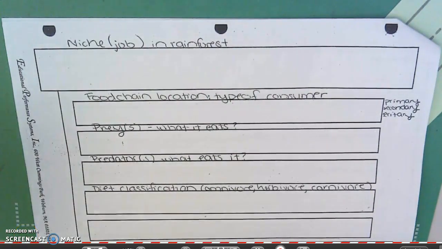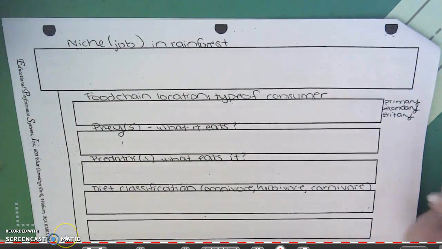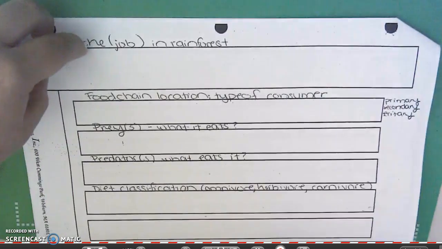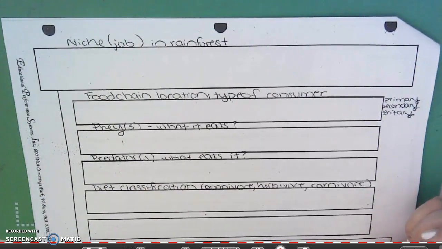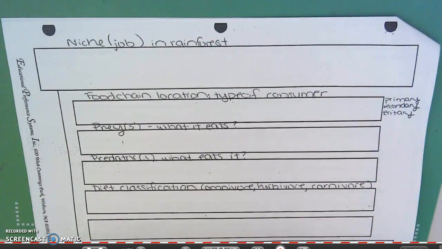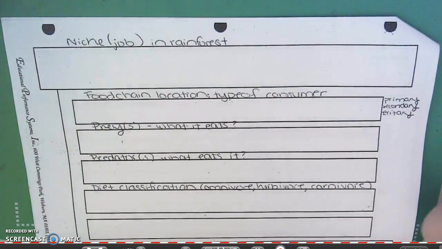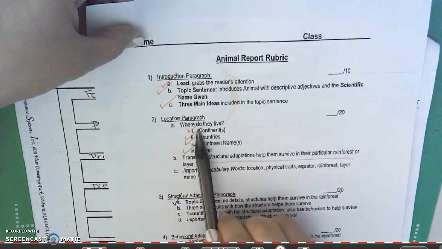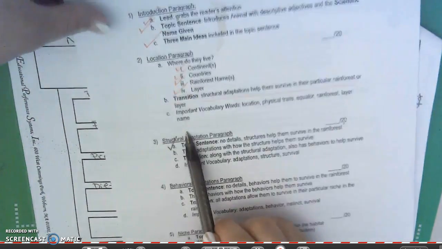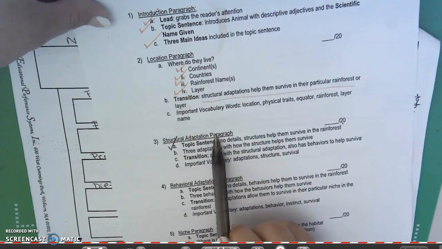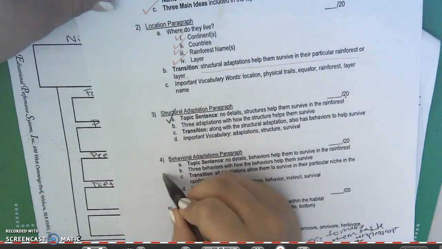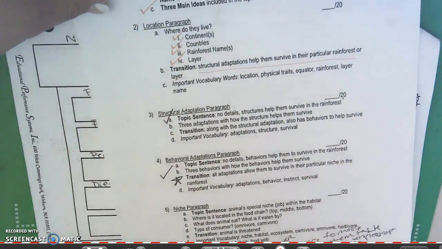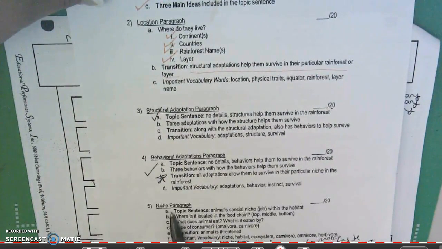Hi, boys and girls. It is June 3rd, Friday, and today we are going to be writing our niche paragraph for our rainforest animal. So previously you have written your introduction, your location paragraph, your structural adaptation paragraph, and last night you wrote your behavioral adaptation paragraph, and you made sure that you had your transition. So today we're going to write our niche paragraph.